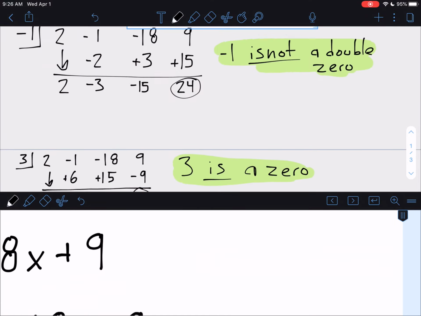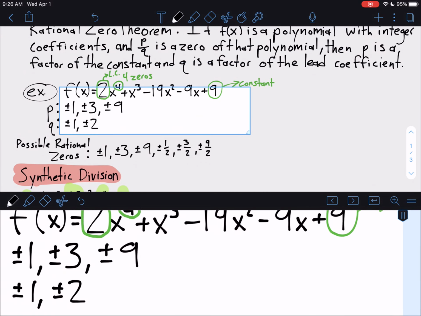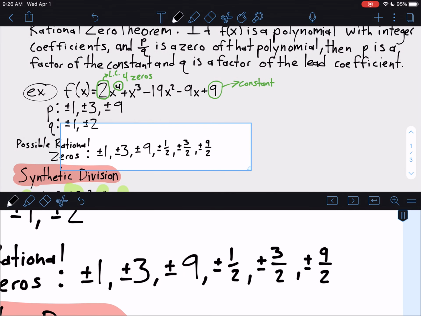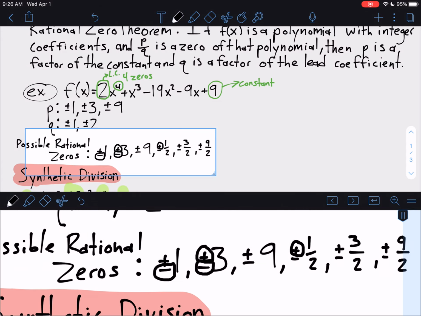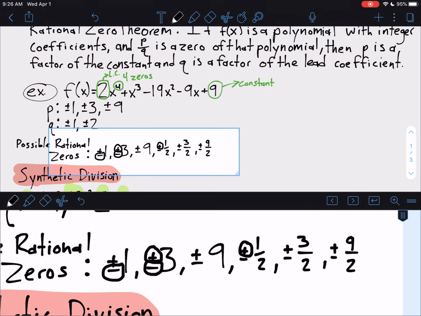And I had already solved two zeros because I had -1 and 3. And if I look at my possible rational zeros, all 4 of those numbers are going to be on my list. I had -1, I had +3, I had -3, and I had +1/2. So I listed my possible rational zeros, and even though all 12 of those weren't, the 4 that were the actual rational zeros were on that list.